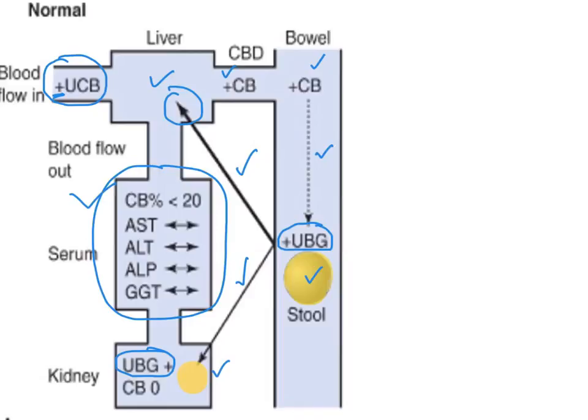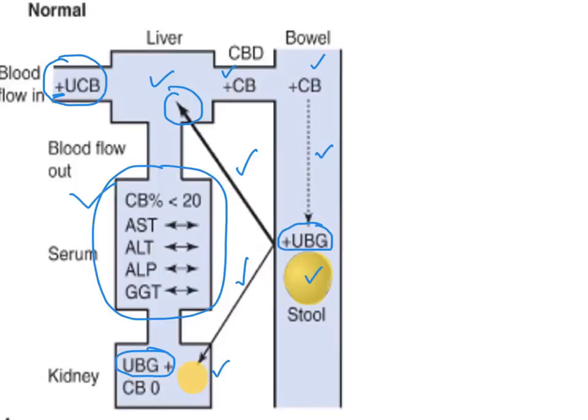And also note the other serum values that are mentioned here, that is AST, ALT, ALP and GGT. AST is aspartate transaminase, ALT is alanine transaminase, ALP is alkaline phosphatase, GGT is gamma glutamyl transpeptidase. All these are normal because we are looking at normal metabolism.